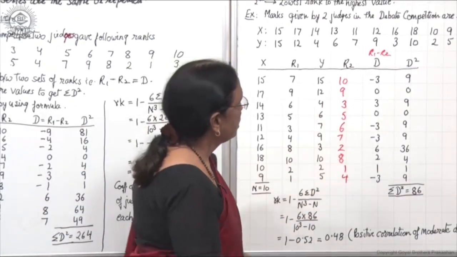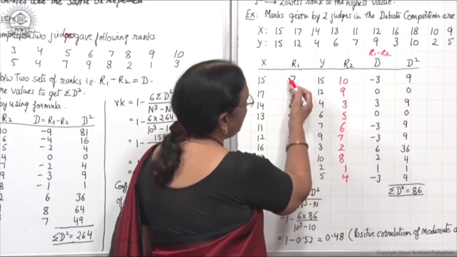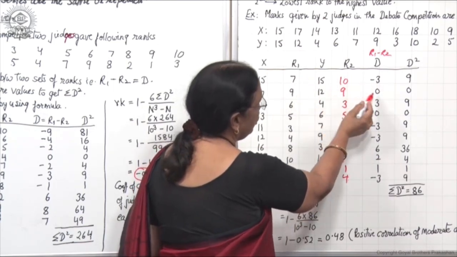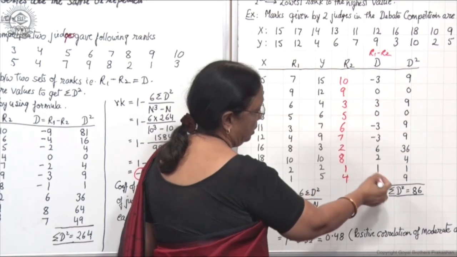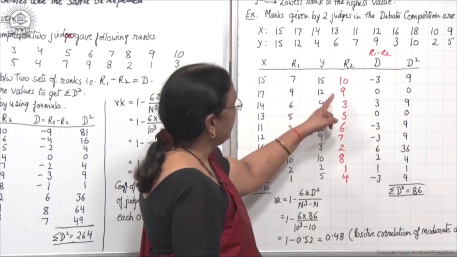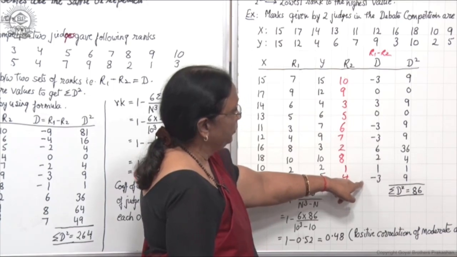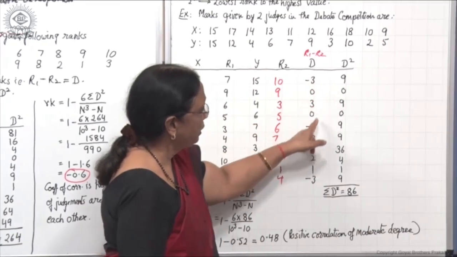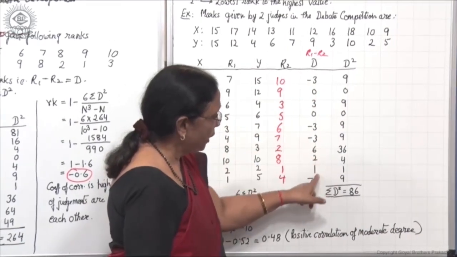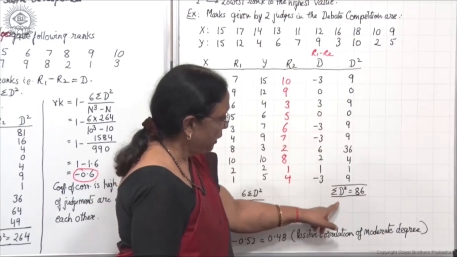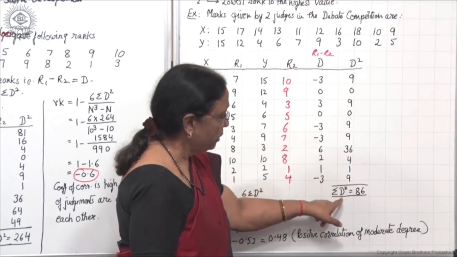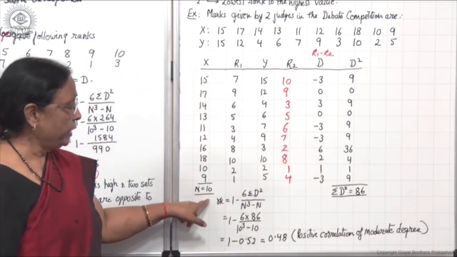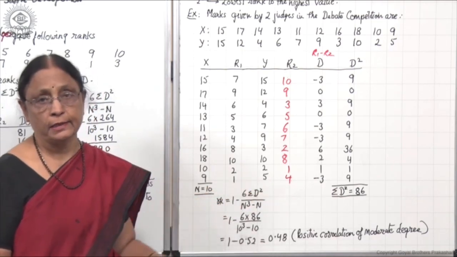After allotting the ranks you have to find out D, that is R1 minus R2: 7 minus 10 is minus 3, 9 minus 9 is 0, 6 minus 3 is 3, like this. Take R1 minus R2, name it as D. Then make a square of this, minus 3 into minus 3 is 9, like this. Make a square of each individual value, and in the end do the total, and here sigma D square is 86, right? Now n is 10 and sigma D square is 86.